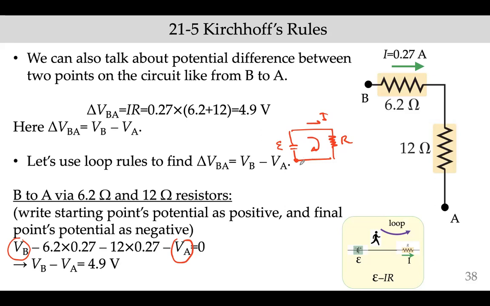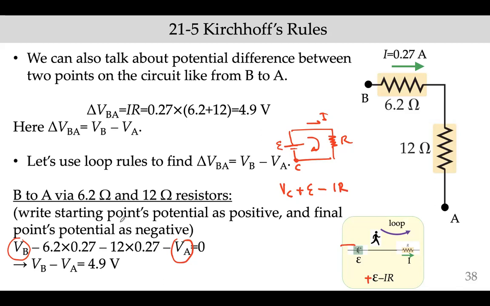Let's say this point is C. Let's start from this point, VC, and go this way, clockwise. We run into the battery's negative end, so it will contribute positive epsilon. If you first run into the negative pole of the battery as you go through the wire in the loop direction, it contributes a positive sign. Then we come to this resistor, which contributes negative IR.